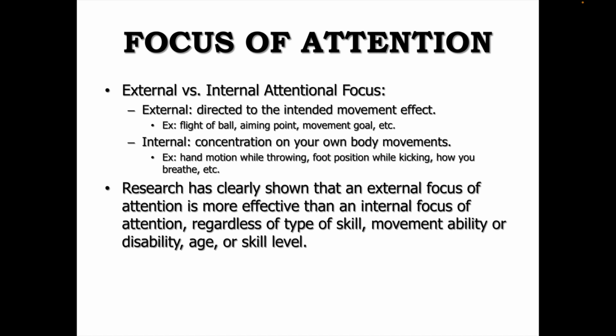So with attention, we talked about how attention has a limited capacity. Not only do we deal with capacities, but also with our focus of attention: what exactly are we focusing on? There are two different ways that we can focus on different things. We can focus on external things, or we can focus on internal things. External focus of attention is focusing on things directed to our particular intended movement effect. External means focusing on something outside of yourself.